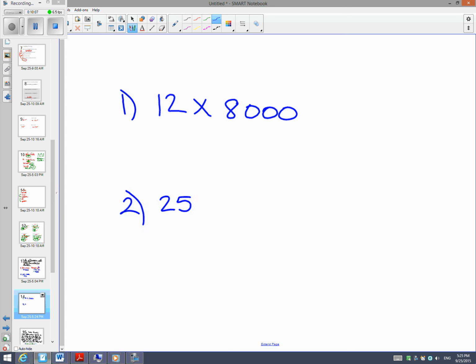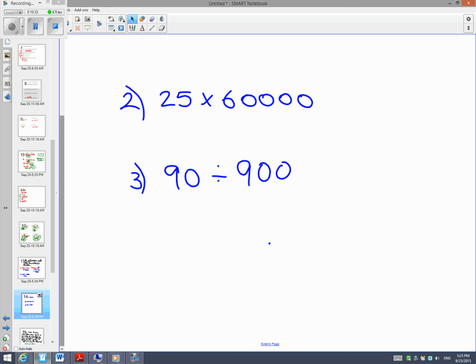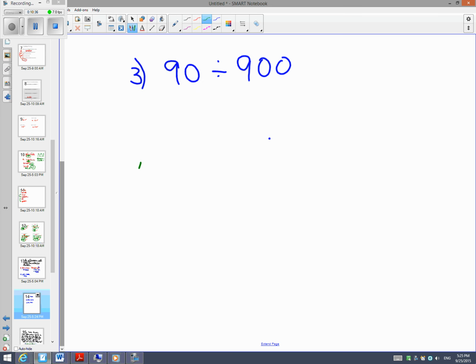And let's try 25 times, let's go 60,000. And we can also divide, so we could do something like 90 divided by, well, let's go 900. And lastly, we'll do one more. Let's go 150. And I'm going to divide that by 75,000. It's going to be a huge decimal number.